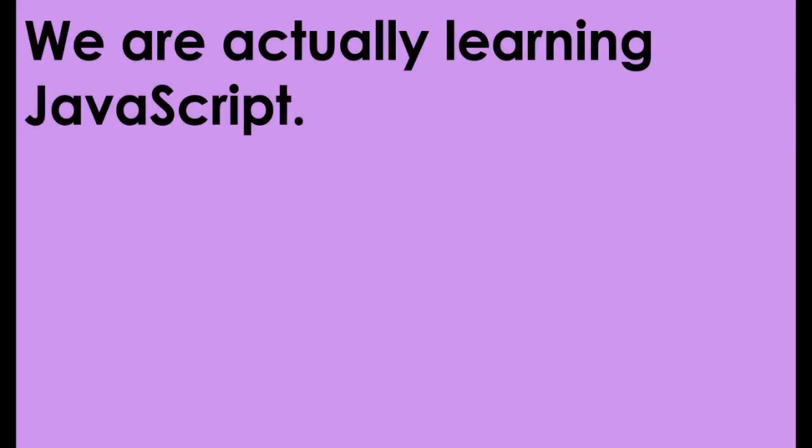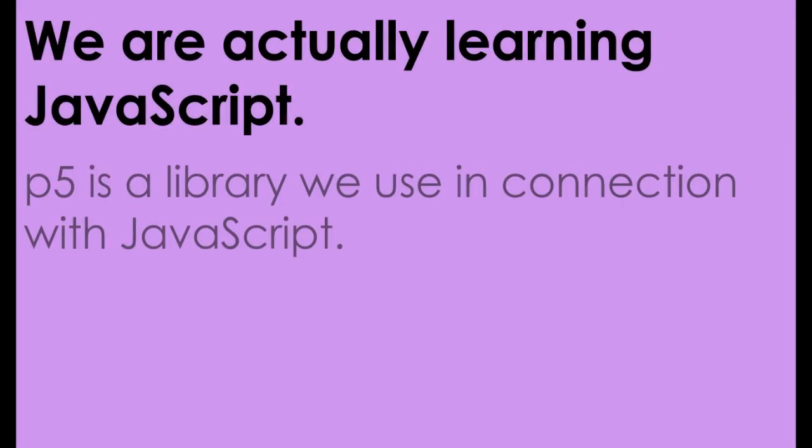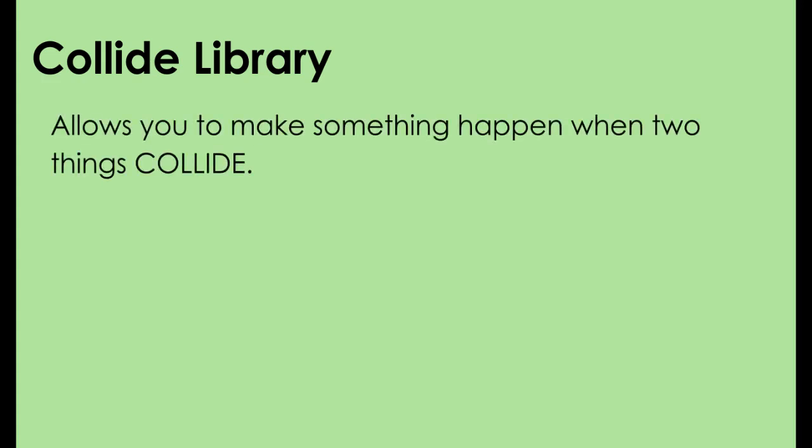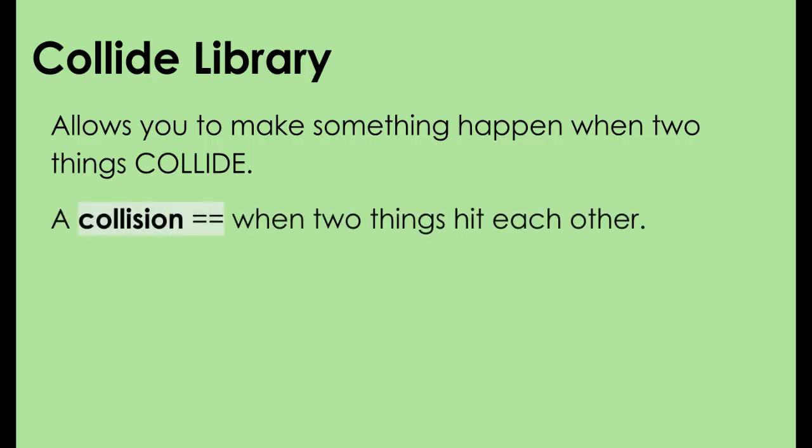So in this class, we are actually learning JavaScript. P5 is a library that we use in conjunction with the JavaScript language. We're about to talk about another library that we can use with JavaScript, which is the Collide library. The Collide library allows you to make something happen when two things collide, like the mouse and a shape like a rectangle. A collision is when they hit each other or are on top of each other.